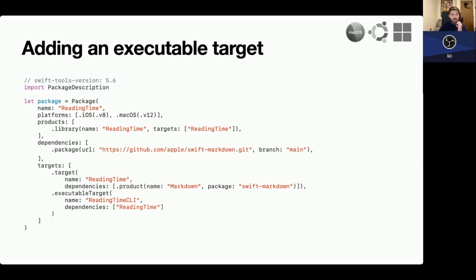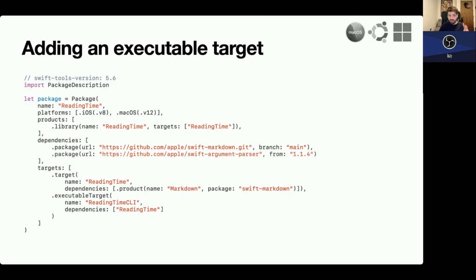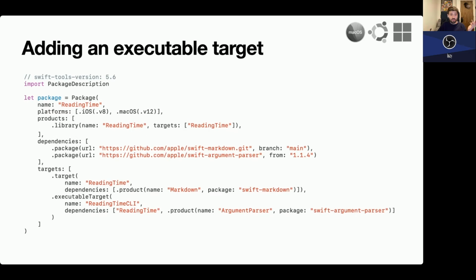Then we want to bring in a package to make our life easier. This is a package provided by Apple called Swift Argument Parser, which makes it very easy to create executables in Swift. Again, we add it as a dependency. And one important thing is that we have to make a product.